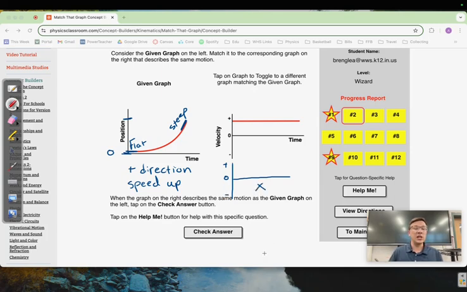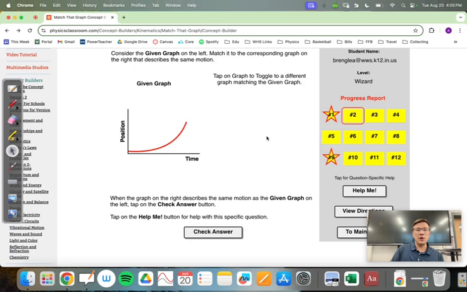And because it's speeding up, I know that it needs to start at or near 0, and it needs to move away from 0 like this. Okay, that would be my prediction. Starting at 0 meters per second here, moving to a non-zero value here. Let's go ahead and see if we can find one that matches up with that. And you know what? It's the second one right here.